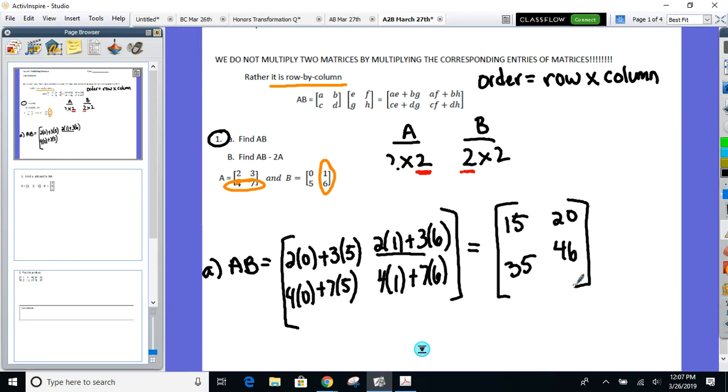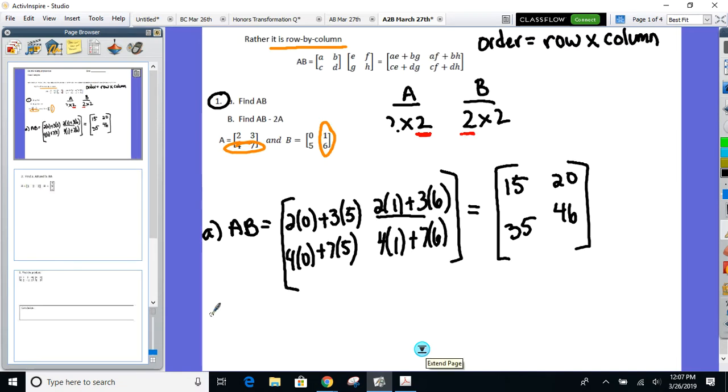And 46. So that is what I end up getting when I multiply matrix A by matrix B. Again, row 1, column 1 right here. Row 2, column 2. Let me back up. Row 1, column 1, row 2, column 1, row 1, column 2, row 2, column 2. Those are the numbers I ended up multiplying.